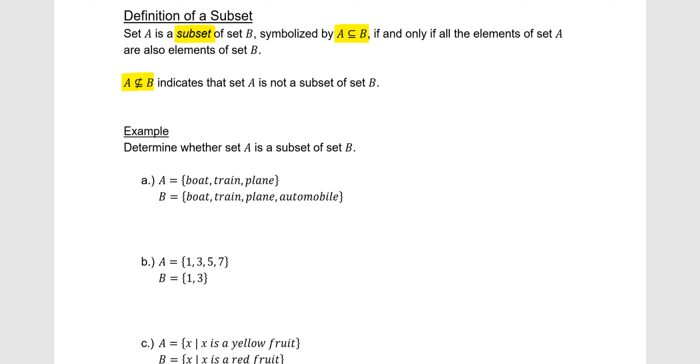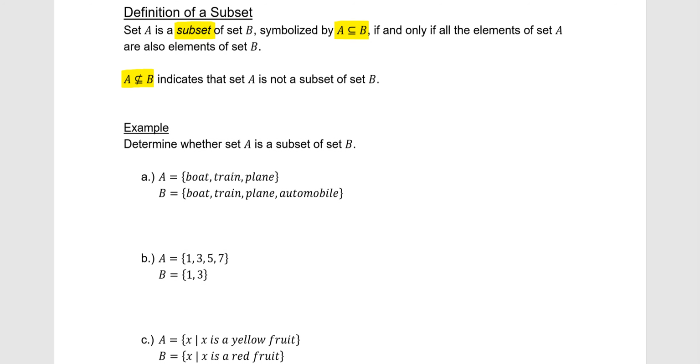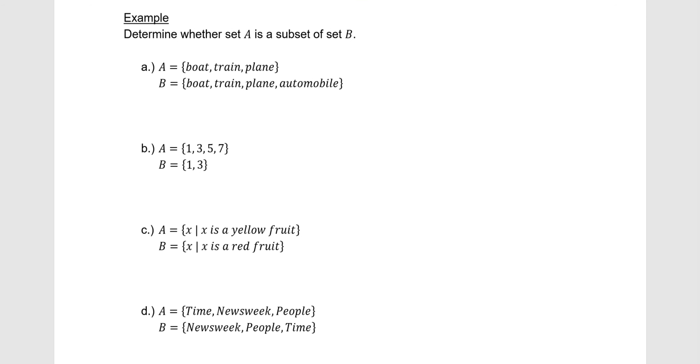So let's determine whether set A is a subset of set B. For this first one, we have set A is the elements boat, train, plane. Set B contains the elements boat, train, plane, automobile. So what we're doing is we're trying to determine if all of the elements of set A are in set B, and they are. We have boat here, train here, and plane here. So that means that A is a subset of set B. And then we would write this like this. And also notice here that B is not a subset of set A, because B has an extra element, which is automobile, which is not in set A.